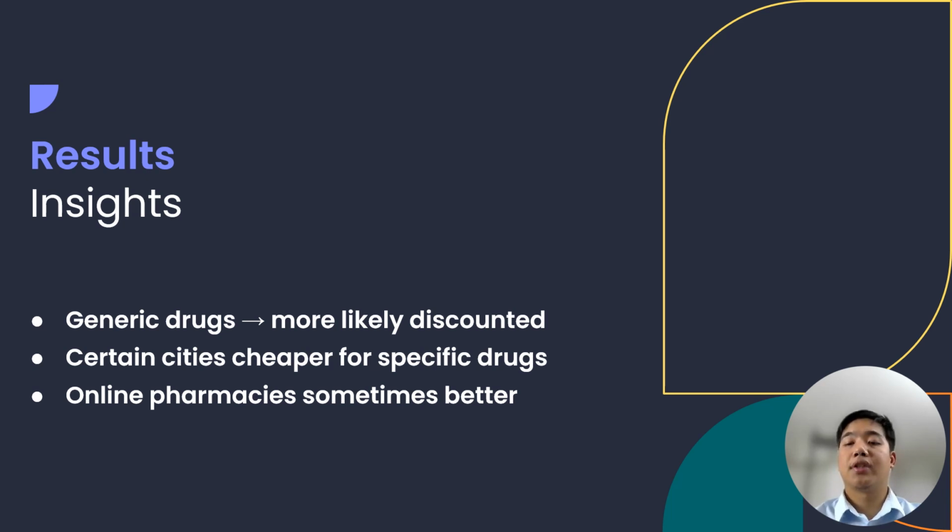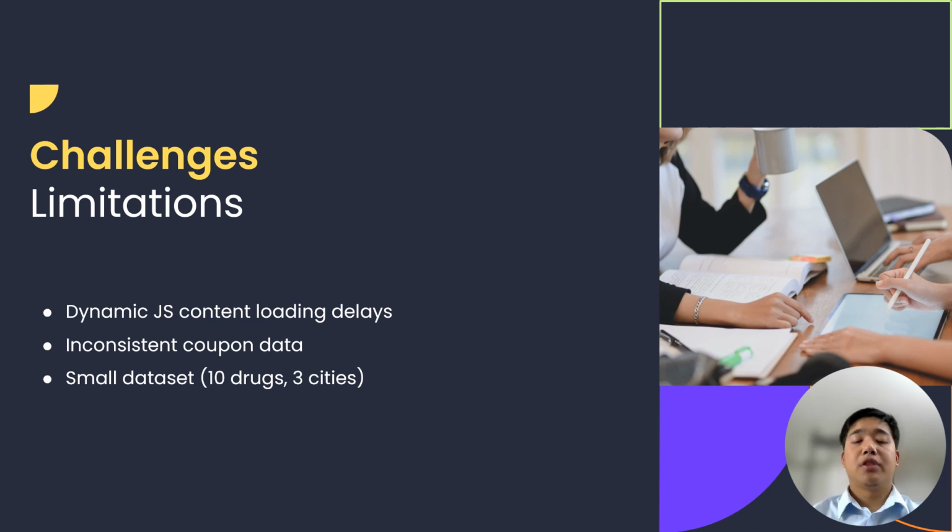Throughout the implementation of the project, some of the challenges and limitations that I faced are, one of the main challenges being that GoodRx uses dynamic JavaScript-rendered content, which meant that the coupon details and prices didn't always load instantly. I addressed this by adding explicit waits and retries, but even then some offers were inconsistent. Another limitation is that this is a small dataset, only 10 drugs and 3 cities, so the insights are more of a demonstration than a comprehensive market study.